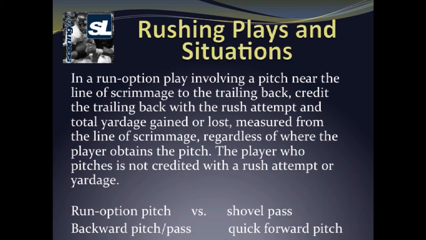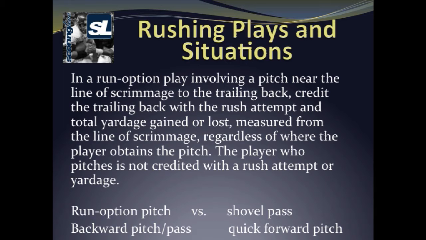On plays that do not involve a run option play but contain laterals beyond the line of scrimmage, we need to credit all players with yards gained or lost, but only one rushing attempt can be credited. So this is not one of those option plays. Let's say we have a run, and then the guy flips it back to another guy, not the quarterback. Let's say the running back runs the ball, and then he flips it to another person. In this situation, we credit one rushing attempt, but all the yards have to be counted.